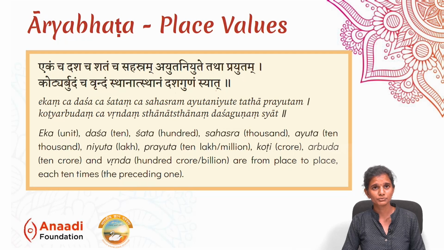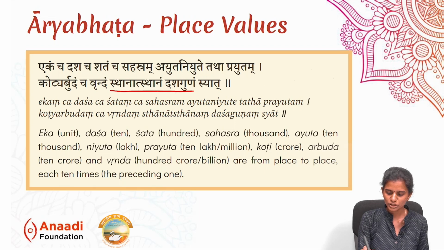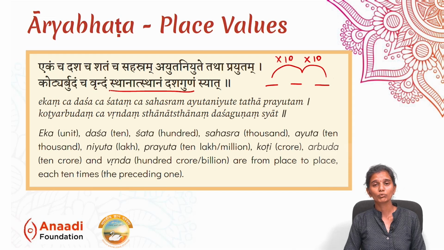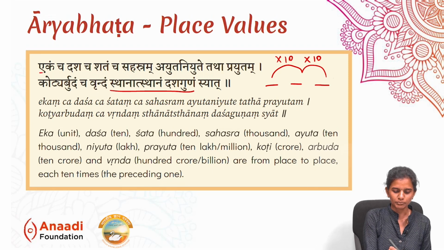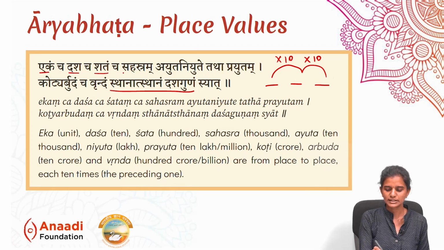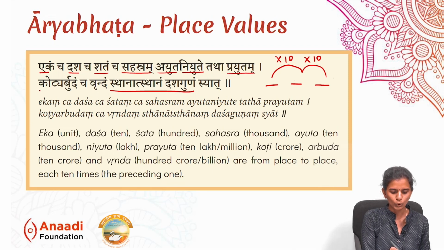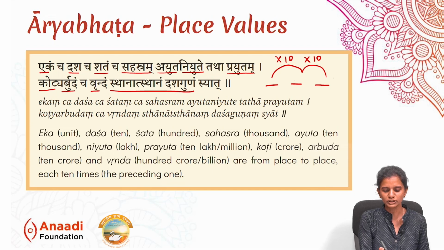Ekam cha dasha cha shatam cha sahasram ayutaniyute tatha prayutam kotyarbudam cha vrindam sthanat sthanam dashagunam syat. What is the meaning of this verse? Sthanat sthanam dashagunam syat. It means from one place to the other place, it is a multiple of 10. And what are the place values? Ekam, dasha, shatam, sahasram, ayutam, niyutam, prayutam, kotihi, arbudam and vrindam.